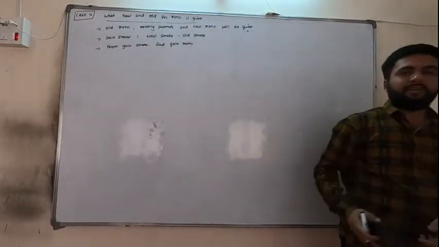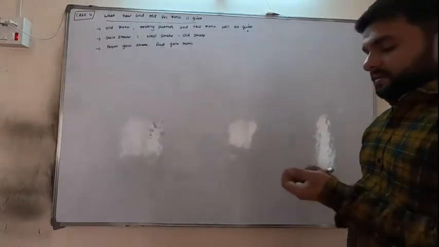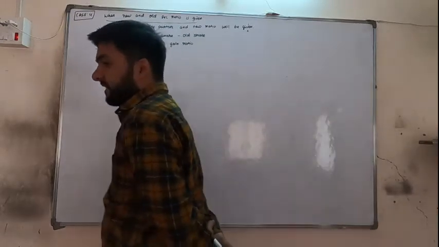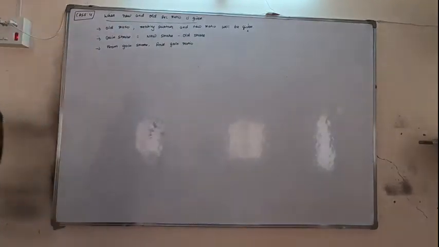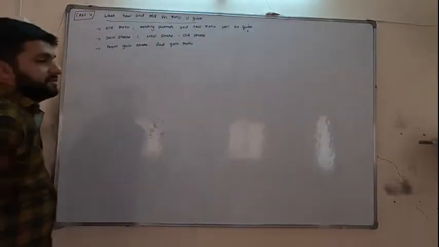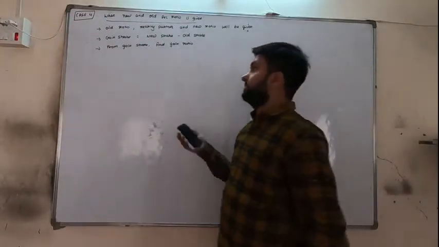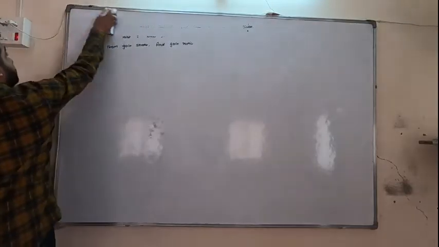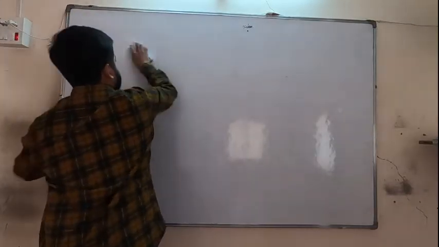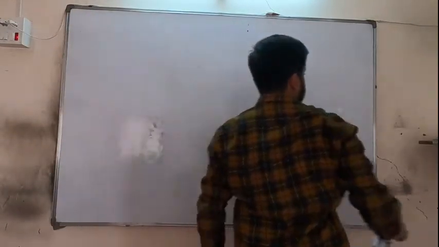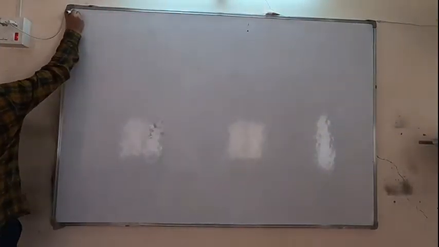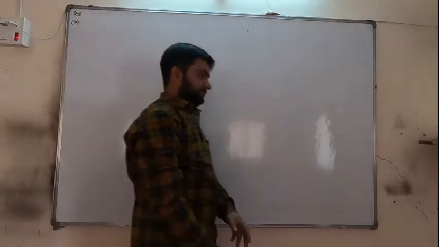This case is comparatively easy because new and old ratio are given. Directly you can find gain is equal to new minus old. From that gain share you can find the gain ratio. Now we are going for the 10th sum. Question number 3, 10th sum.